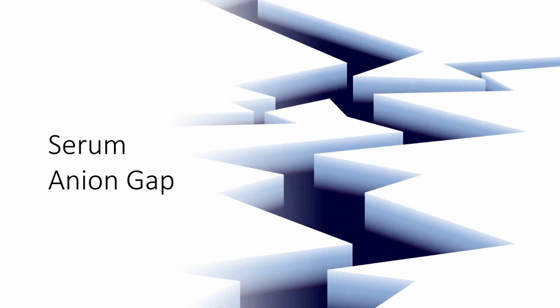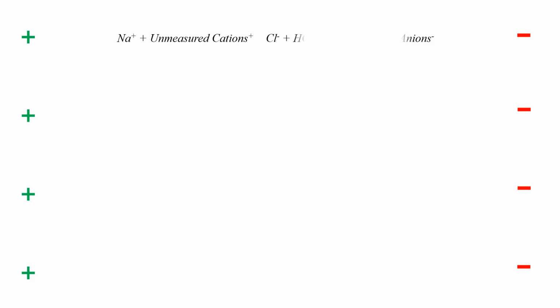Just a quick review about serum anion gap before we discuss RTA. Our body is electrically neutral. Positive charges are equal to negative charges. Major cations in our body include sodium and cations that we do not routinely measure. Major anions include chloride, bicarbonate, and anions that we do not routinely measure. These two quantities are equal.